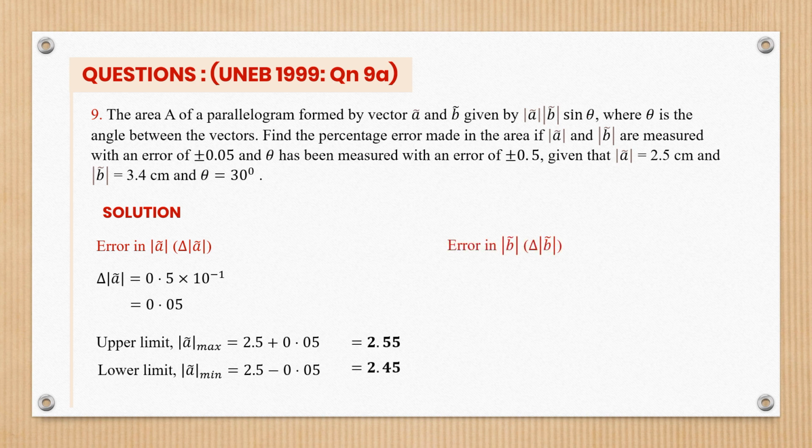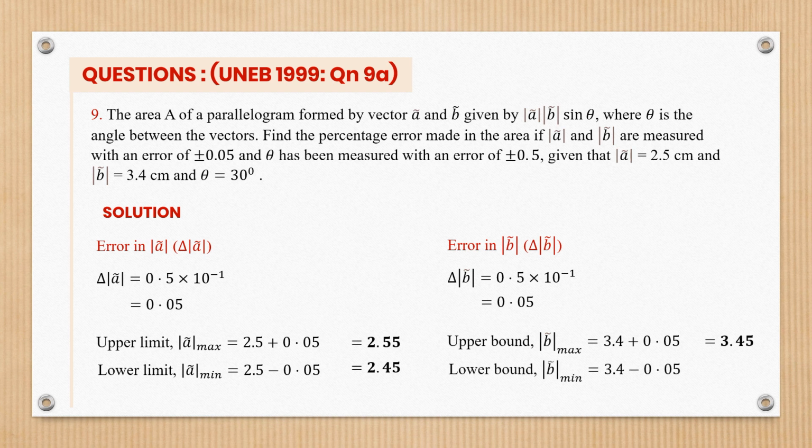When I look at B, I can see B is to 1 decimal place also, so now the error shall also be 0.05. So the upper bound or B max shall be 3.45 and the lower bound or B min shall be 3.35. Now look at the error in theta also.